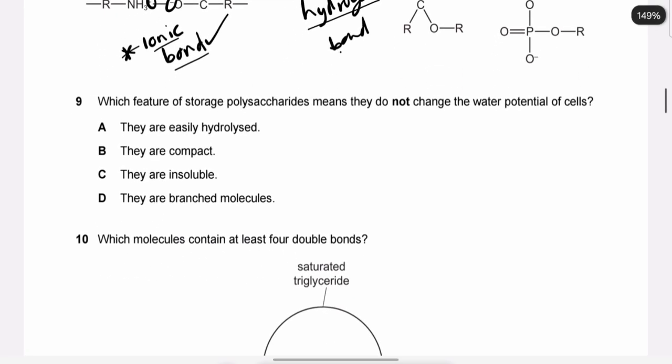And for number 9, this is which feature of storage polysaccharides means they do not change the water potential of cells. So for a storage polysaccharide to change the water potential of cells, they need to be soluble. And if they're soluble, then they can dissolve into the liquid part of the cell, altering the water potential of the cells, because it then decreases and water gets into the cells by osmosis. So we're looking for a feature that means they do not change. This should be like they are insoluble, which is our C.